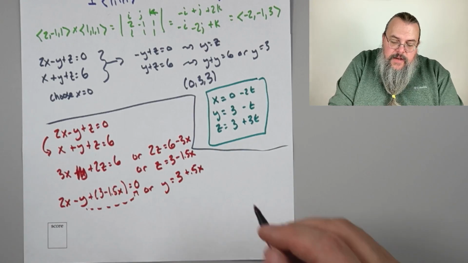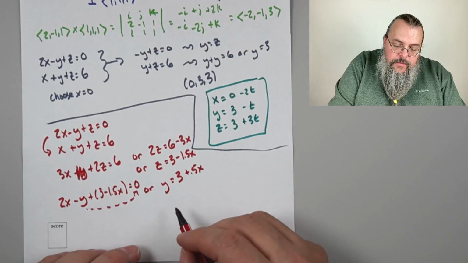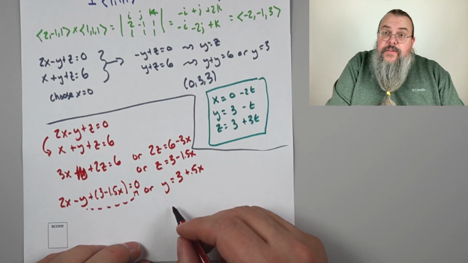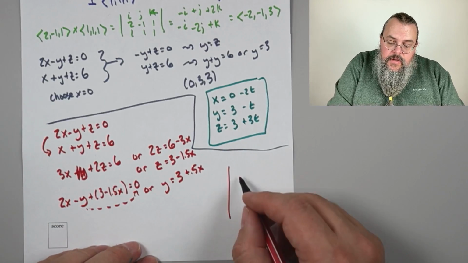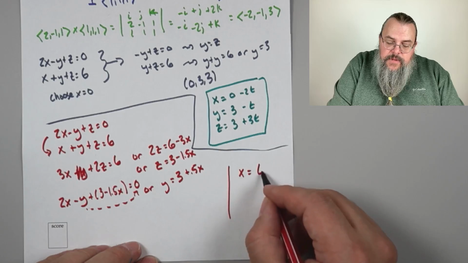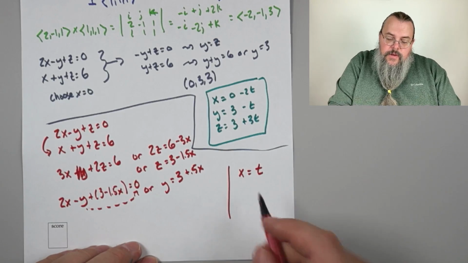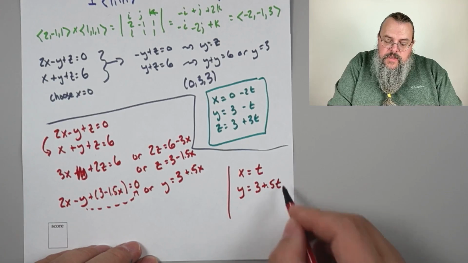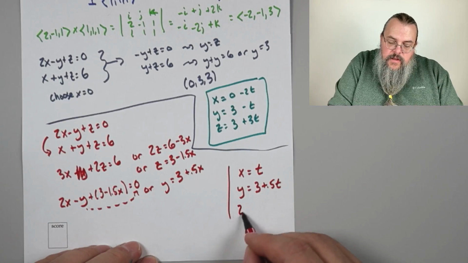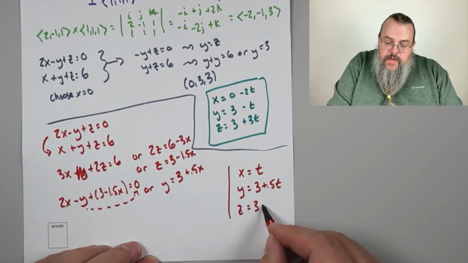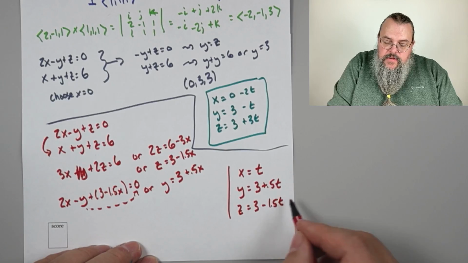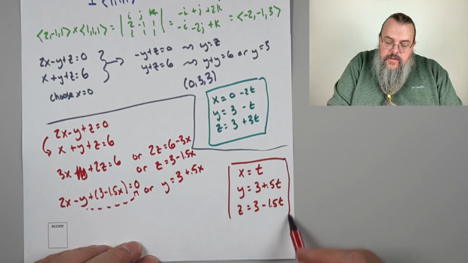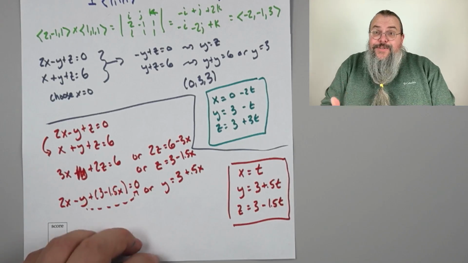Okay, so what do we have? Well, we have one more thing, which is we have x. And so now what we'll do is we'll let x be the thing that varies, t. What is y? 3 plus 0.5t. What is z? 3 minus 1.5t. And there we go. That's also a solution.